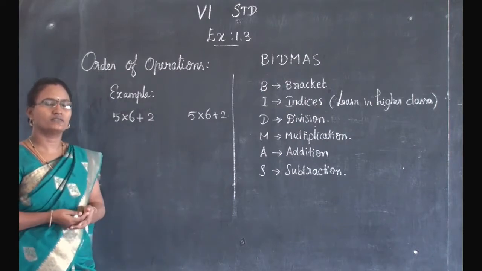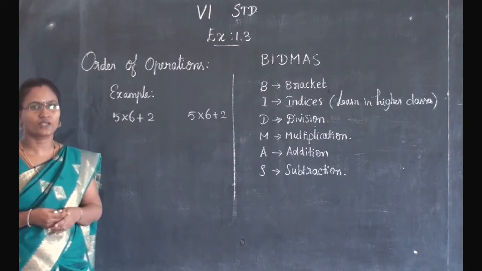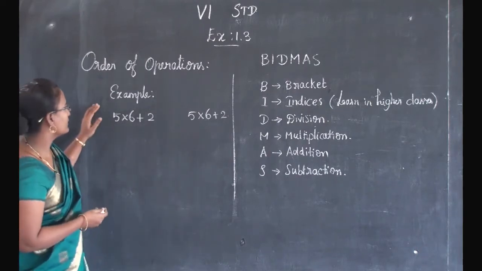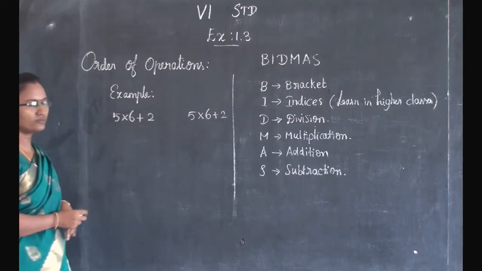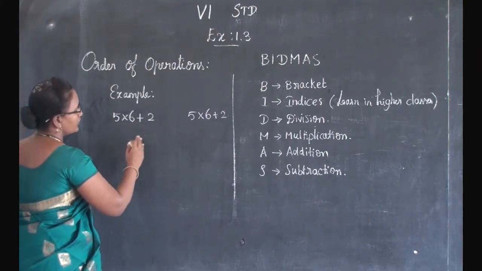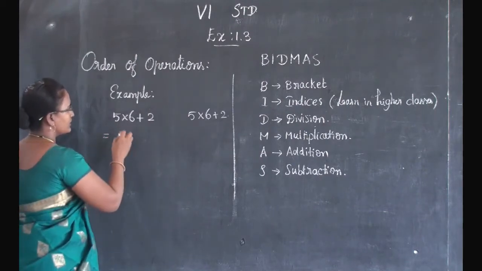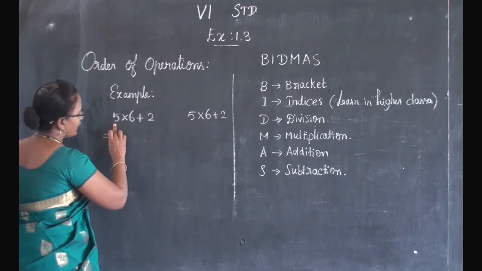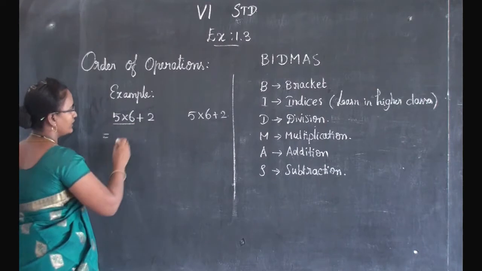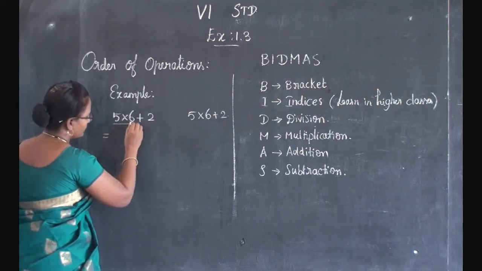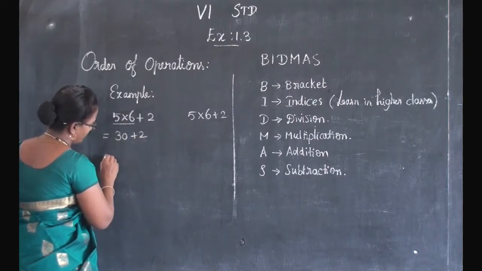If they ask you to add two numbers, you add the numbers easily. Otherwise, if they ask something like 5 into 6 plus 2, we can solve the problem in two ways. Listen, one student got the answer like this. First multiply 5 into 6, then add the 2. 5 into 6 is 30, plus 2, we got 32.